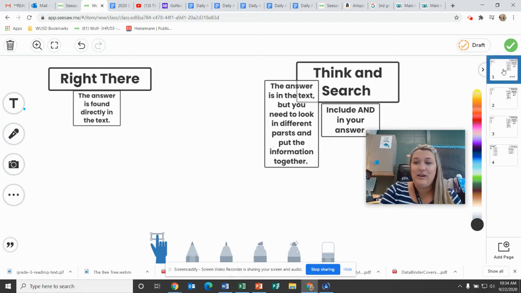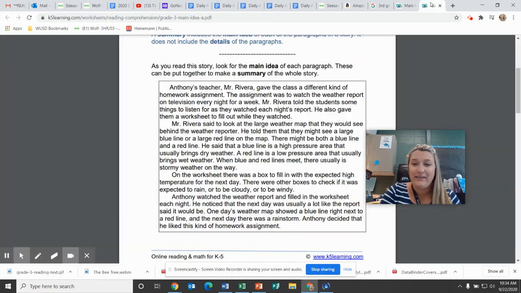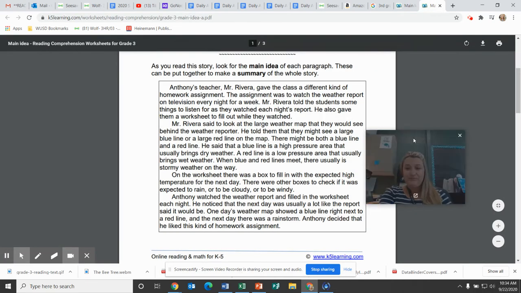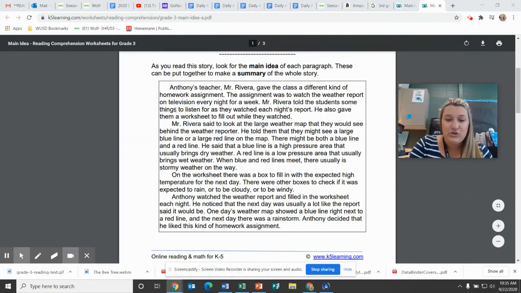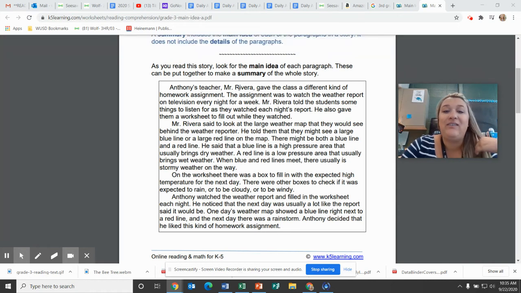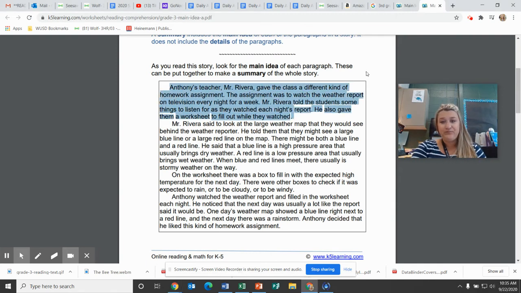So let's go to the right there in our passage. Here's our passage. It's just short. Because Anthony's teacher, Mr. Rivera, gave the class a different kind of homework assignment. The assignment was to watch the weather report on television every night for a week. Mr. Rivera told the students some things to listen for as they watched each night's report. He also gave them a worksheet to fill out while they watched.